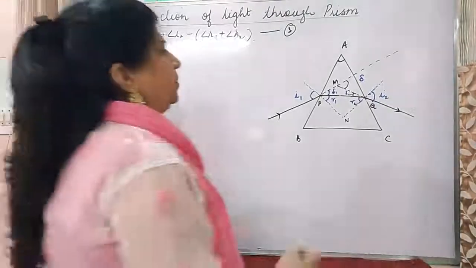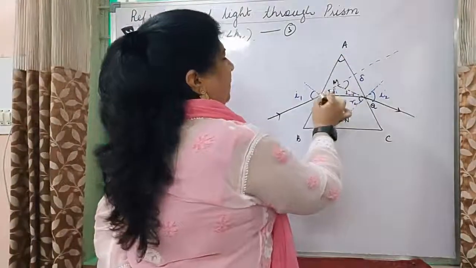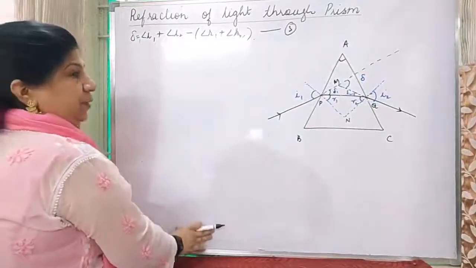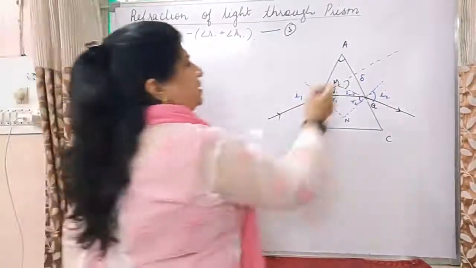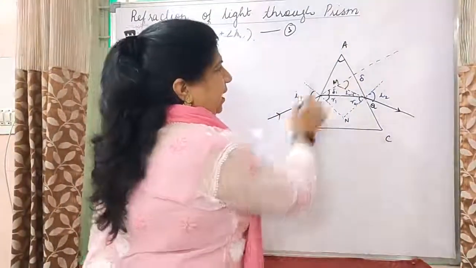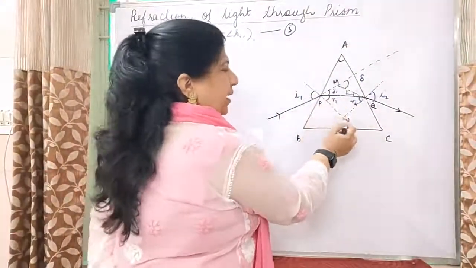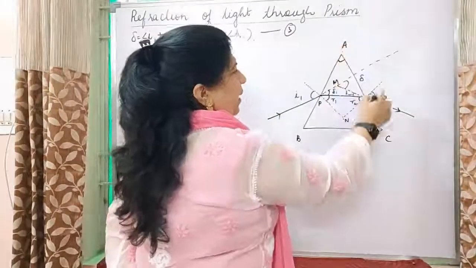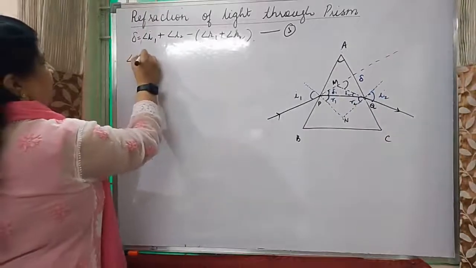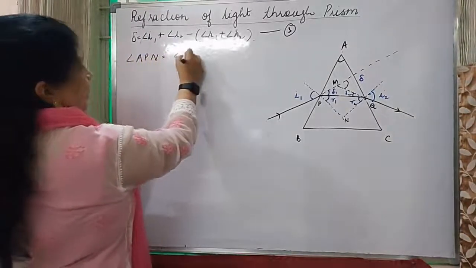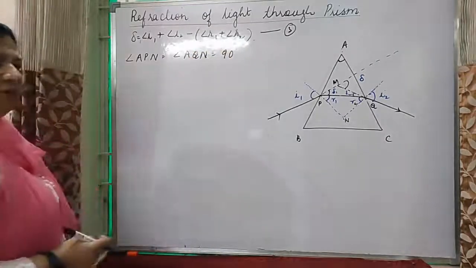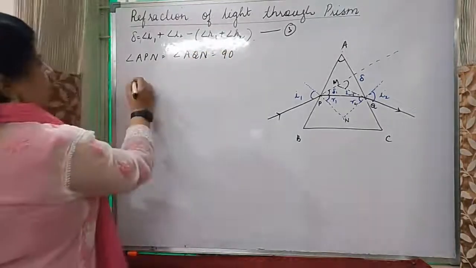Now in the figure C, angle APN. I have written this equation 3 and I have rubbed out the entire thing, the equation we have just taken out. Now in the figure C, APN is 90 degrees because the normal is falling on this. So APN will be 90 degrees, which is equal to AQN, as this is also 90 degrees. So angle APN is equal to angle AQN, which is equal to 90 degrees. Okay.